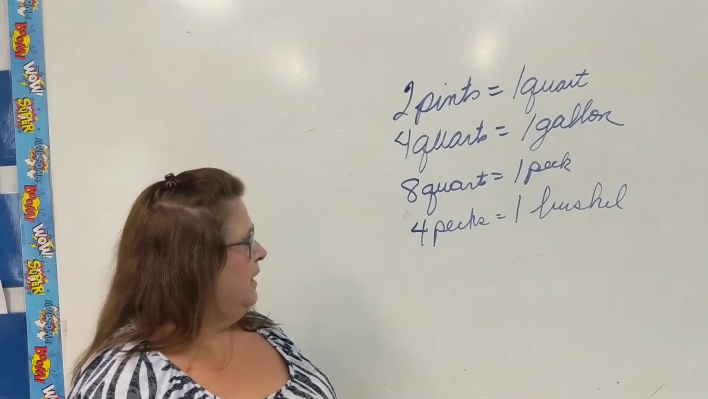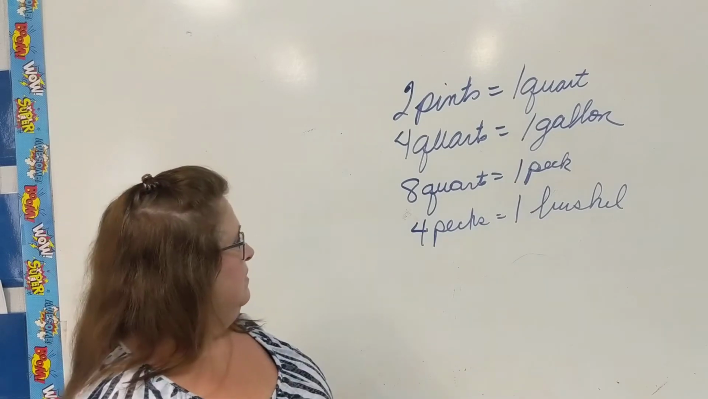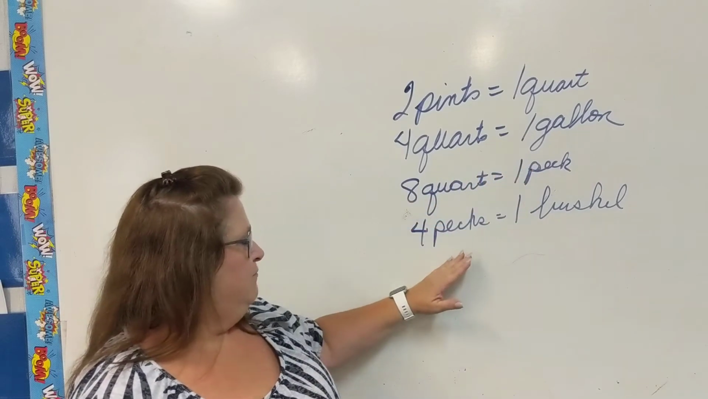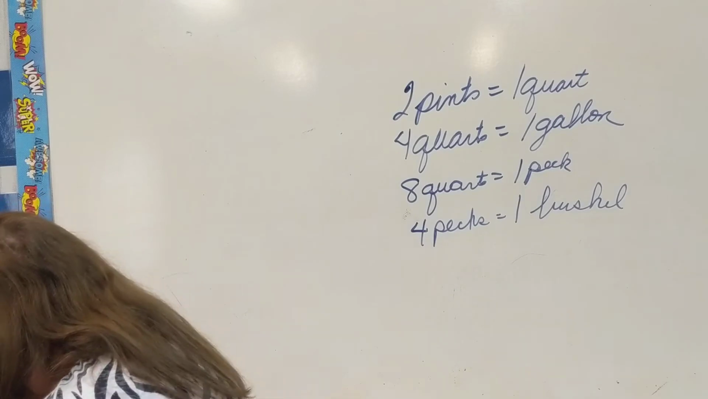I wish I had a bushel basket to show you. It would bring back all kinds of childhood memories. But 8 quarts equal a peck, and 4 pecks equal 1 bushel. So those are the measurements that you need to memorize.